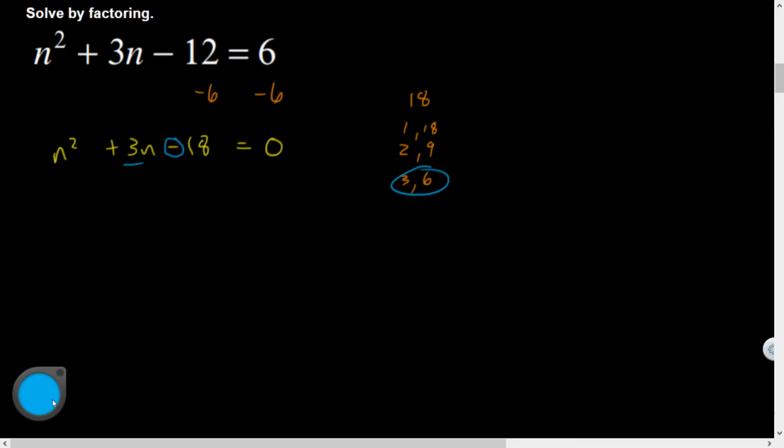So let's have our students silently try to factor these. You'll have an n with a 3, an n with a 6. And take the time to guess and check the signs. I'm going to walk around and sip my coffee. Here we go.